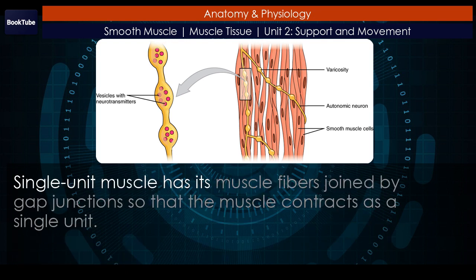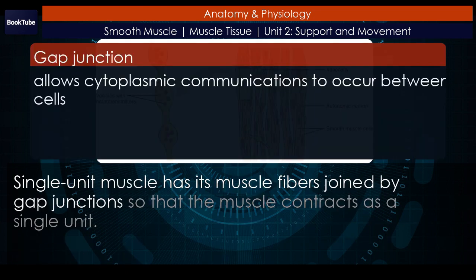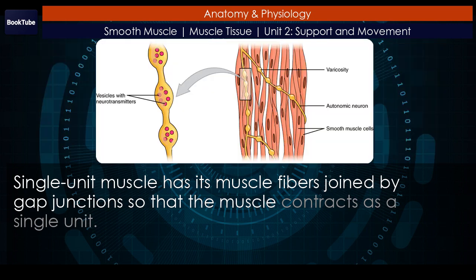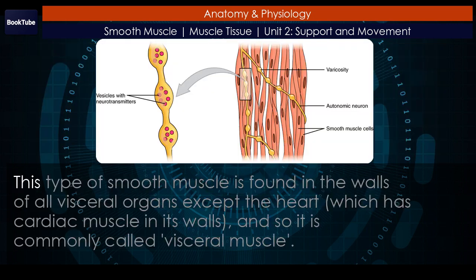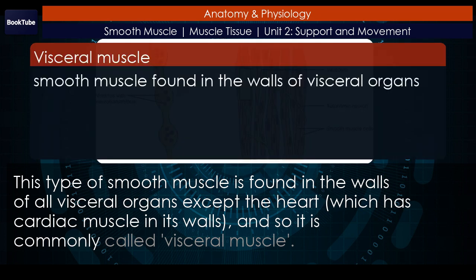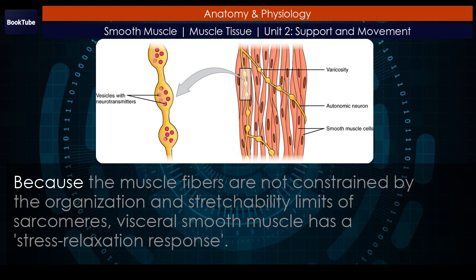Single-unit muscle has its muscle fibers joined by gap junctions so that the muscle contracts as a single unit. This type of smooth muscle is found in the walls of all visceral organs except the heart, which has cardiac muscle in its walls, and so it is commonly called visceral muscle, because the muscle fibers are not constrained by the organization and stretchability limits of sarcomeres.